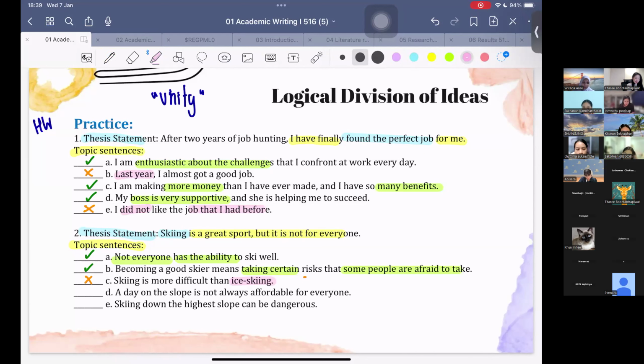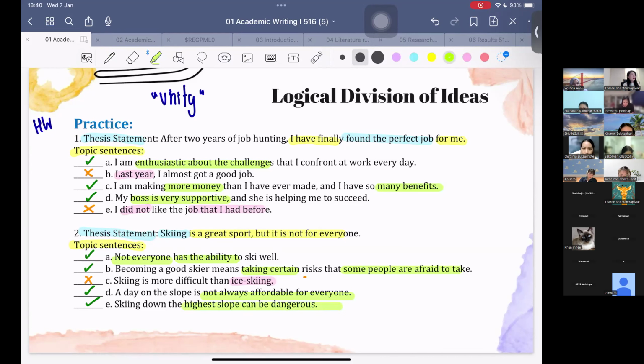And then D, a day on the slope is not always affordable for everybody. So why is it not for everybody? Because it's not always affordable, meaning not everybody is able to pay. That's what the word affordable means. Definitely supports the thesis statement. And E definitely supports it as well, because skiing down the highest slope can be dangerous. Yes, it can be dangerous. That's why it's not for everyone.